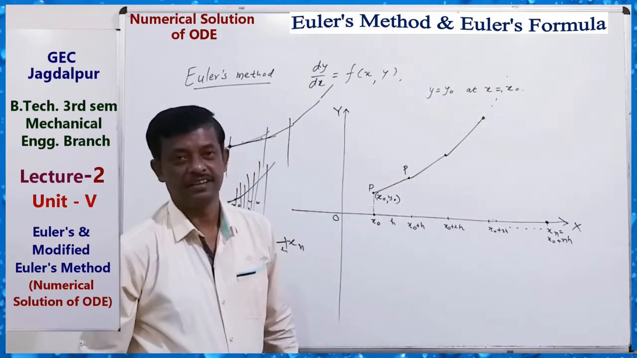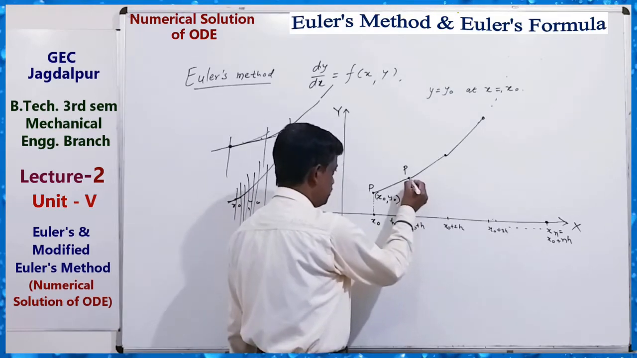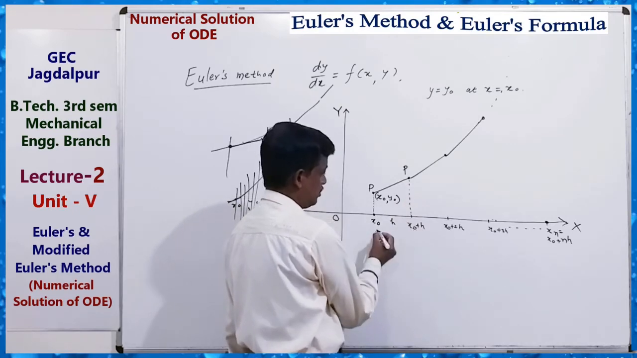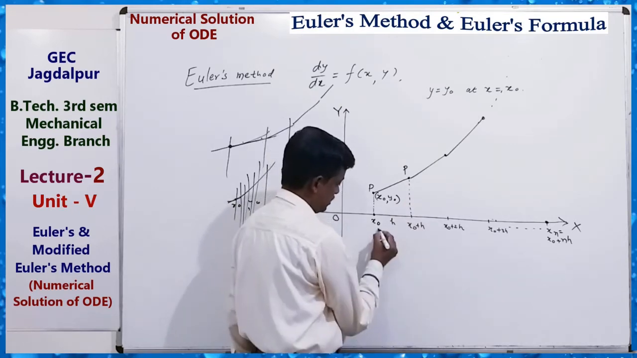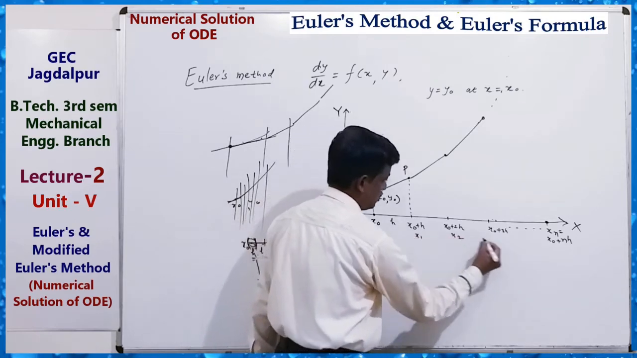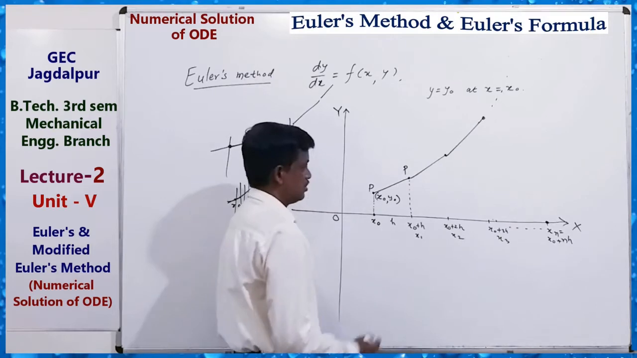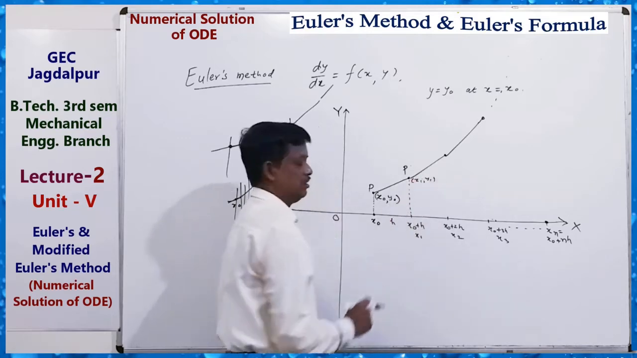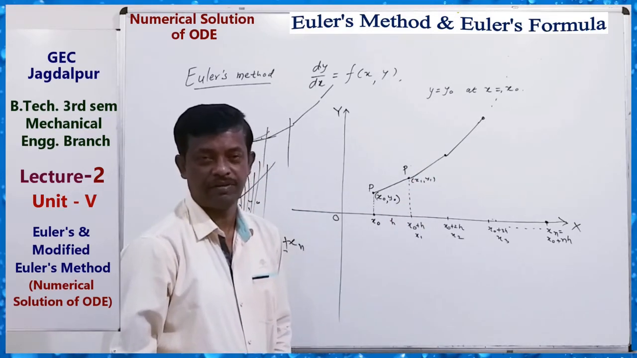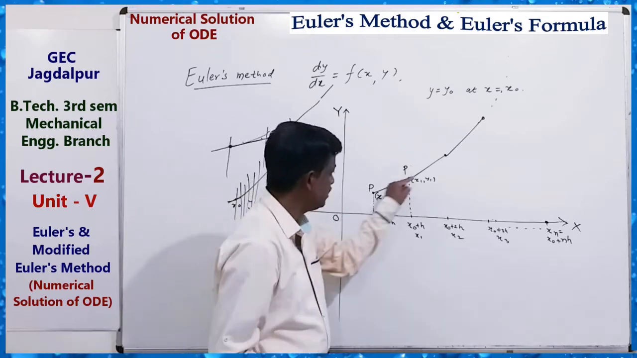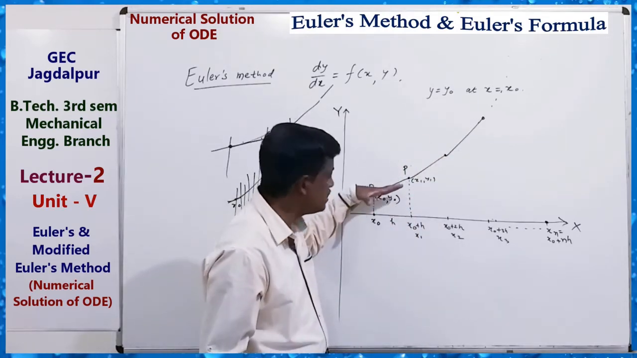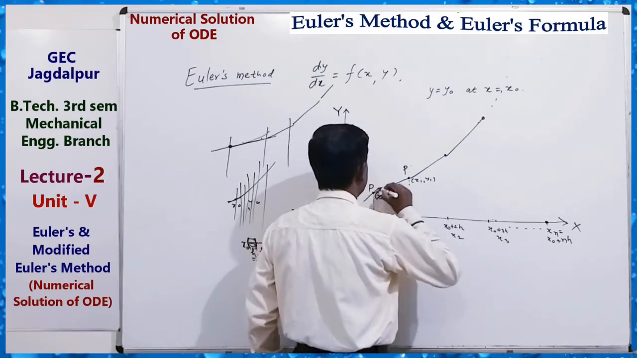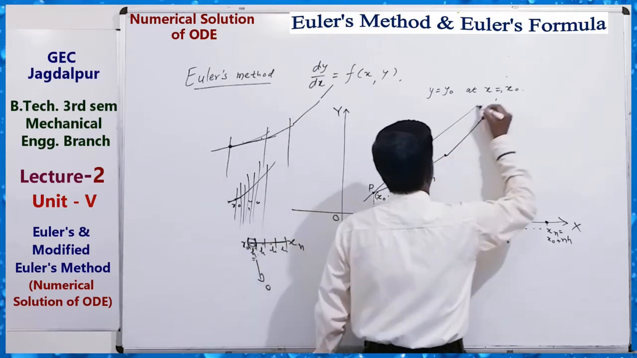Similarly at the last stage. So this is x0, x0 plus h, this is x1, this is x2, this is x3 and this is xn. So here this value means x1, y1. This y1 can be found by using tangent, because this is tangent at the curve. So finally we can get a tangent like this.